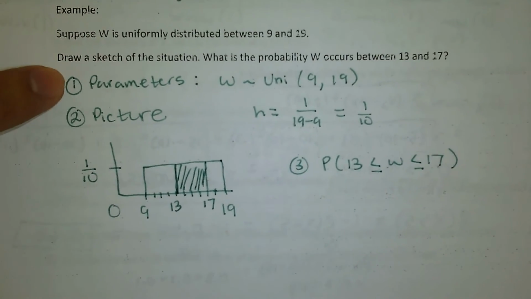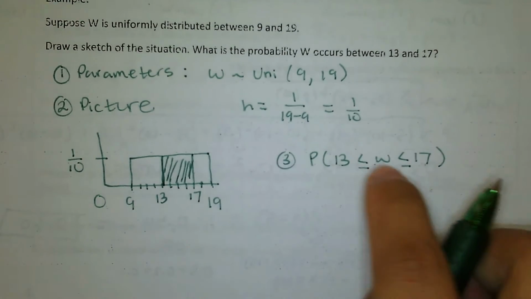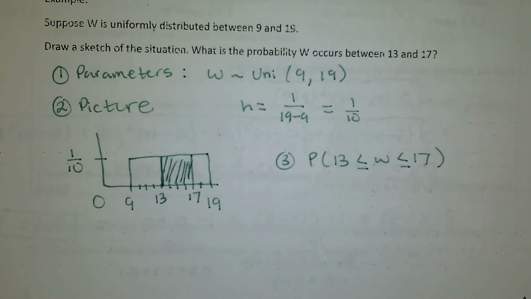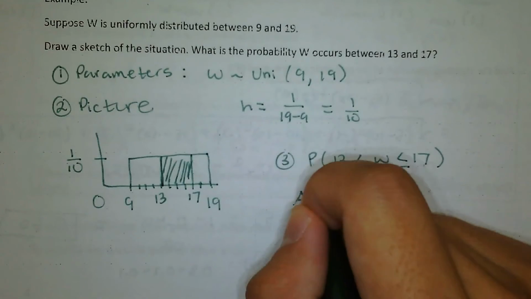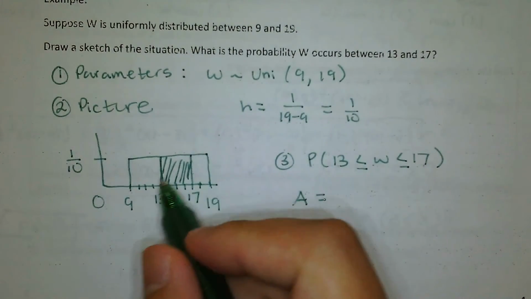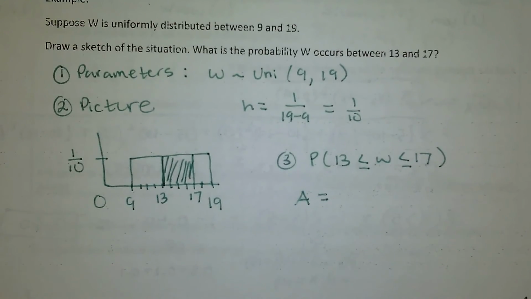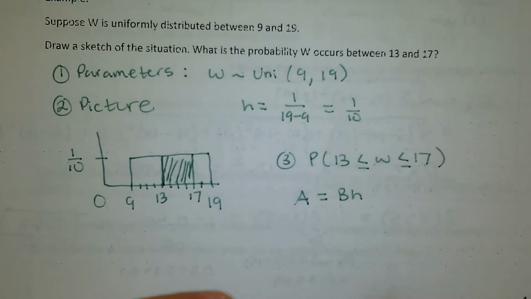Okay, so I did my parameters, I did my picture, and I did my probability statement. Now we are used to converting this to a z-score, but I don't really have a mean or a standard deviation that I can use here. So we're just going to use the good old area trick. So we know that the area here, which will represent this small shape, is the small rectangle, we'll call it.